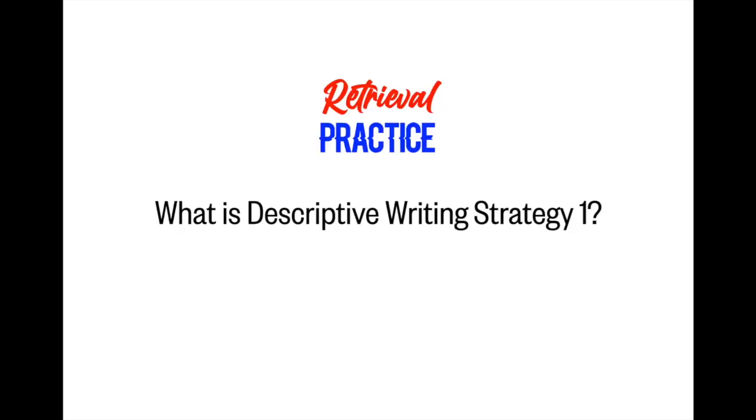I hope so. Here's another retrieval practice question for you. What is descriptive writing strategy number 1? Please don't look in your books. Try to remember. Pause the video now. In 3, 2, 1. Descriptive writing strategy number 1 is to describe the tiny details. To describe the details that other people might miss when they look at a particular person or a particular scene.